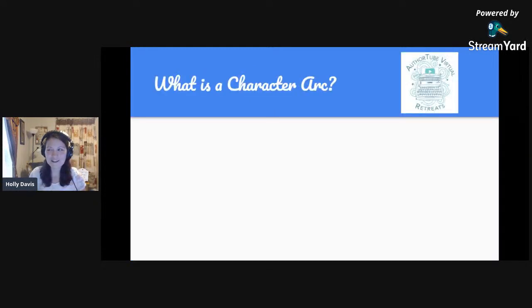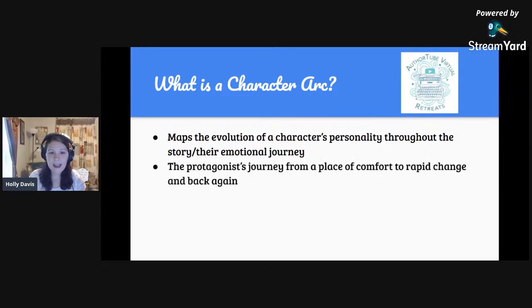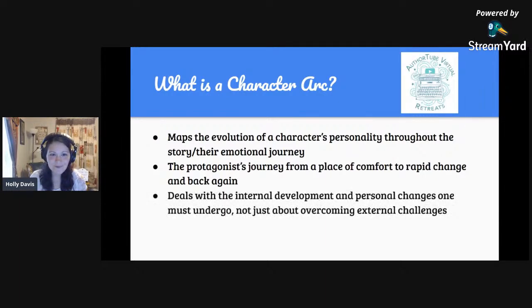All right, so first thing, we're just going to go to the basics and talk about what a character arc is. A couple of different definitions. A character arc maps the evolution of a character's personality throughout the story. It's their emotional journey. It's the protagonist's journey from a place of comfort to rapid change and back again, hence an arc. And it deals with the internal development and personal changes one must undergo, not just overcoming the external challenges.